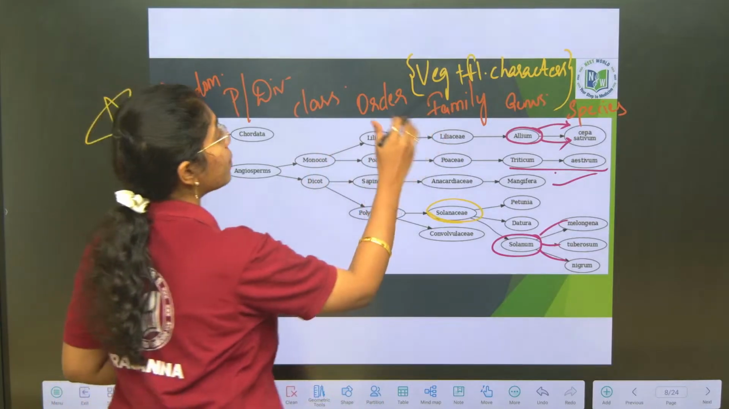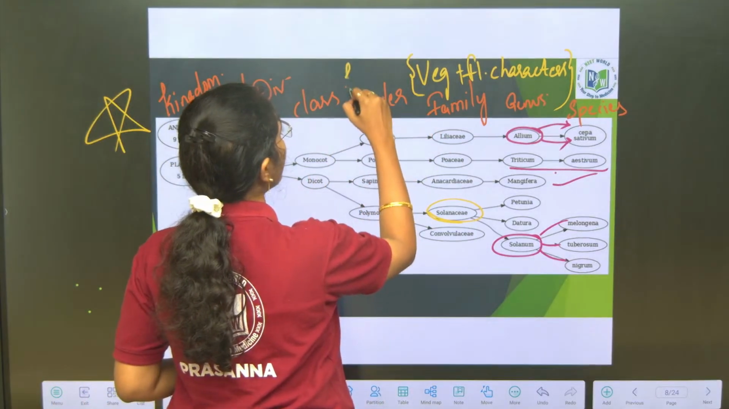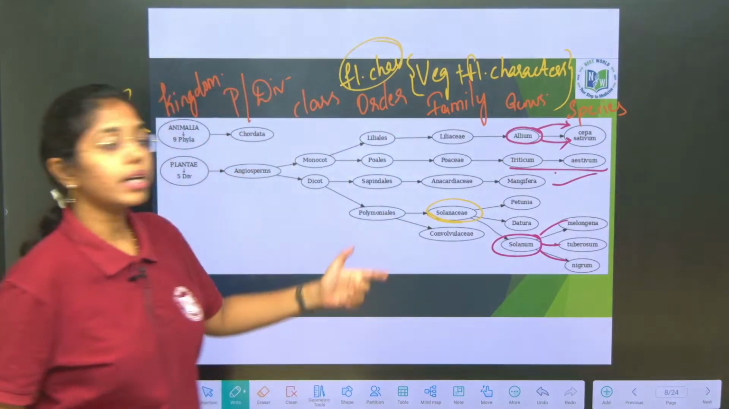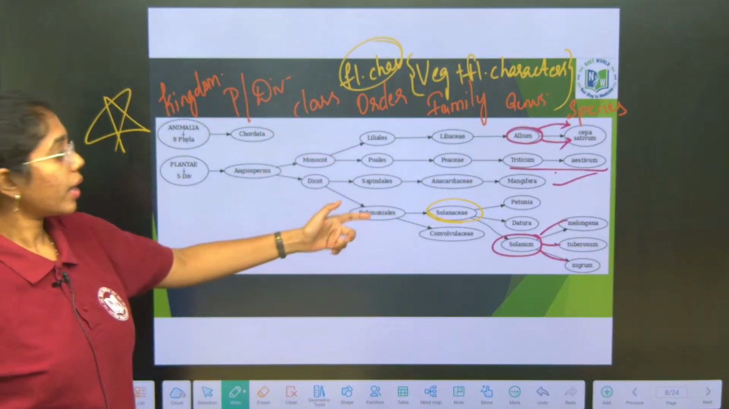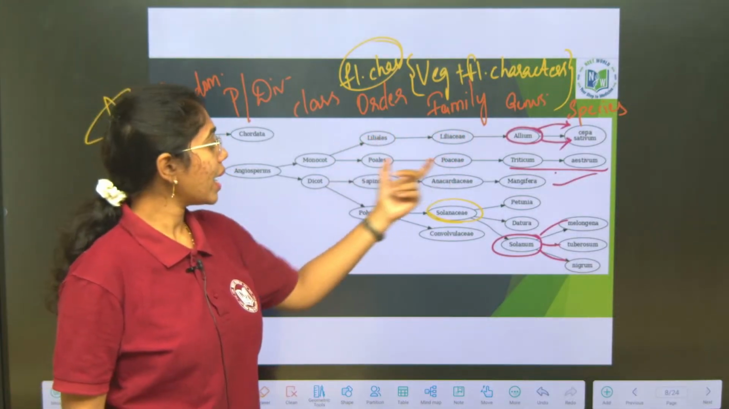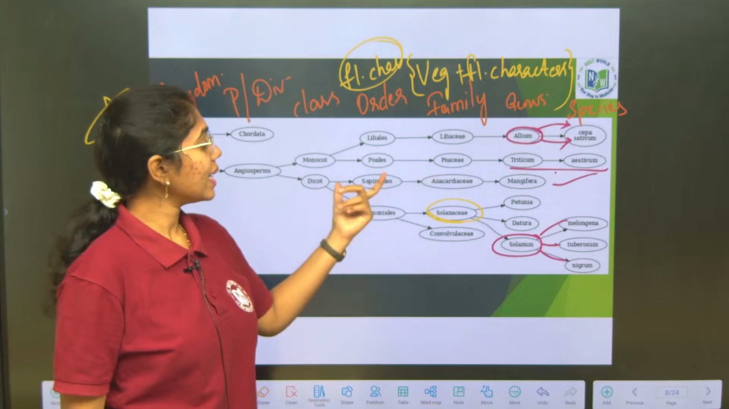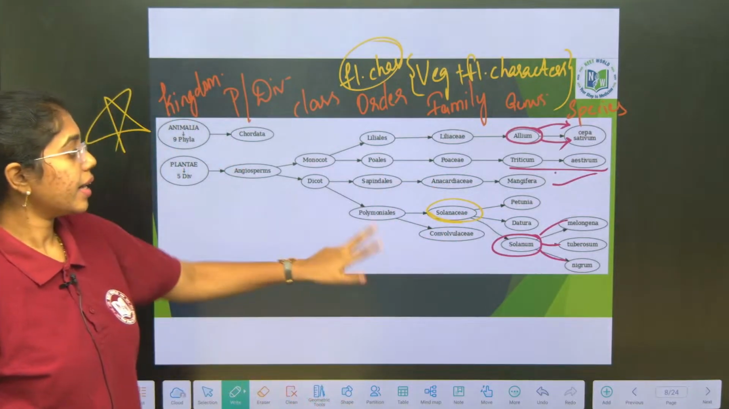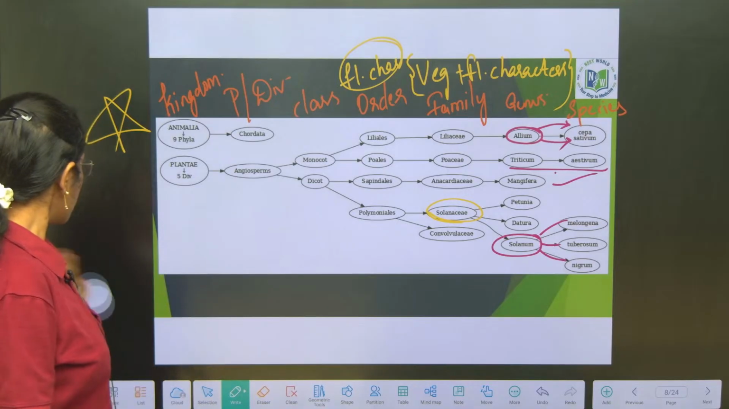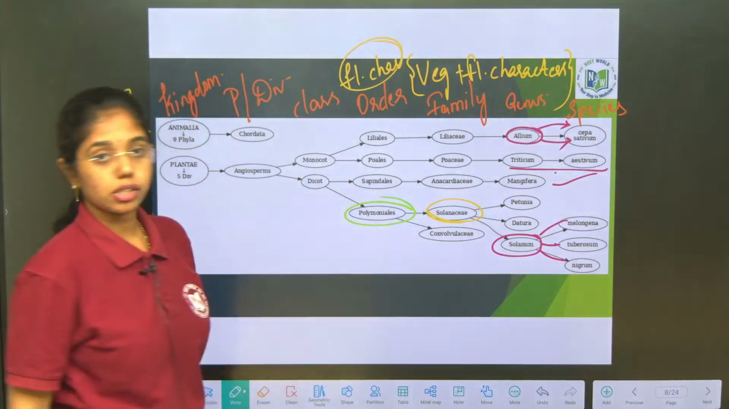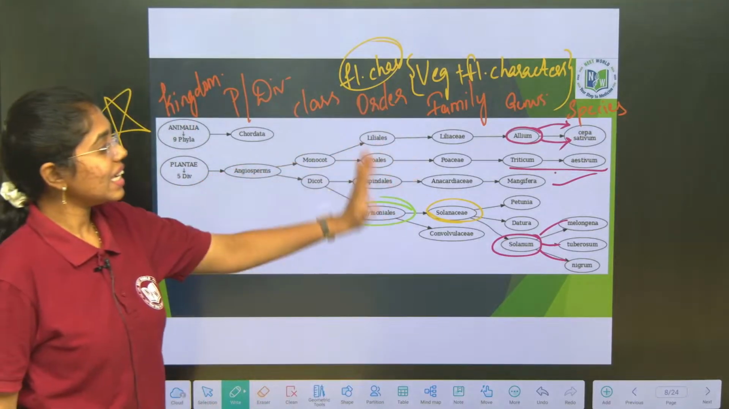So, those families which share common floral characters are kept under single order. Okay. For example, Liliaceae is kept under Liliales, Poaceae under Poales, Anacardiaceae under Sapindales, Solanaceae and Convolvulaceae under Polemoniales. Okay. Solanaceae and Convolvulaceae under Polemoniales. Okay. So, this is up to order.